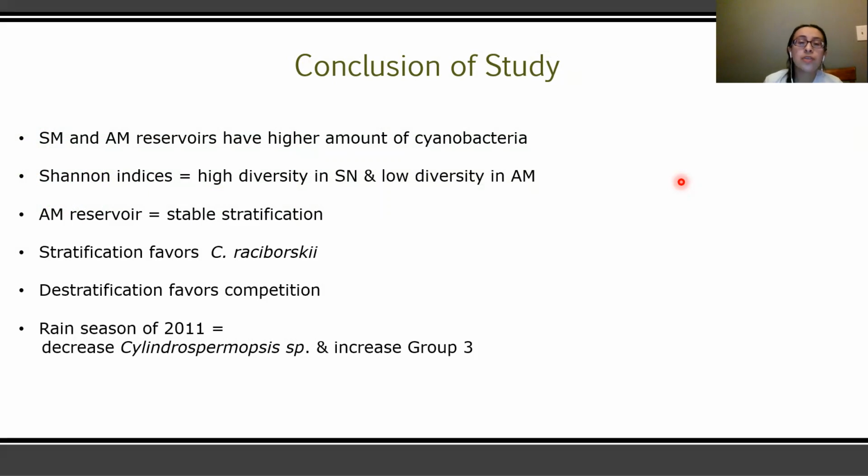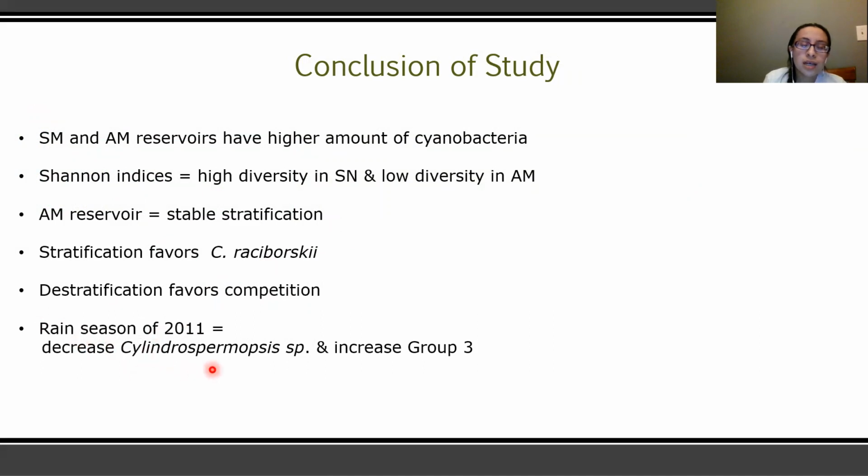reservoir had deeper waters. So the AM reservoir was more susceptible to stable stratification, meaning that the water had become stagnant. And so this stratification favored the growth of C. raceyi in comparison to other groups. That means that group 1, which was classified by C. raceyi, actually had a higher amount than group 2 and group 3. So it had a higher amount of other types of cyanobacteria. And so destratification actually favored competition. That means that if the water was less stagnant, like in SM reservoir, then there would be higher diversity.